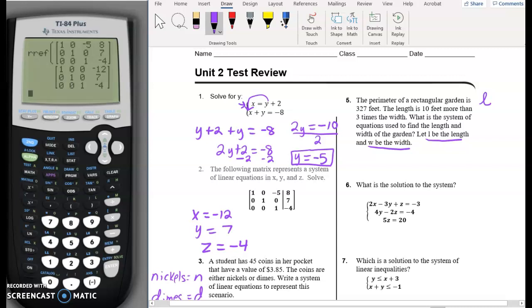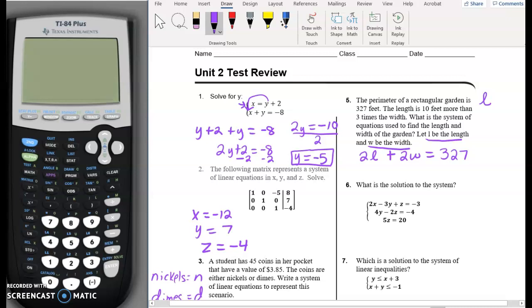Now I know that perimeter is when I add all of the sides together. On a rectangular garden, or on a rectangle, that means I have 2 long sides, which would be my length, so I could write this as 2L, and then I add my 2 shorter sides together, which would be width, so this is going to be 2L plus 2W is equal to, and it tells us the perimeter is 327 feet. So that is my first equation.